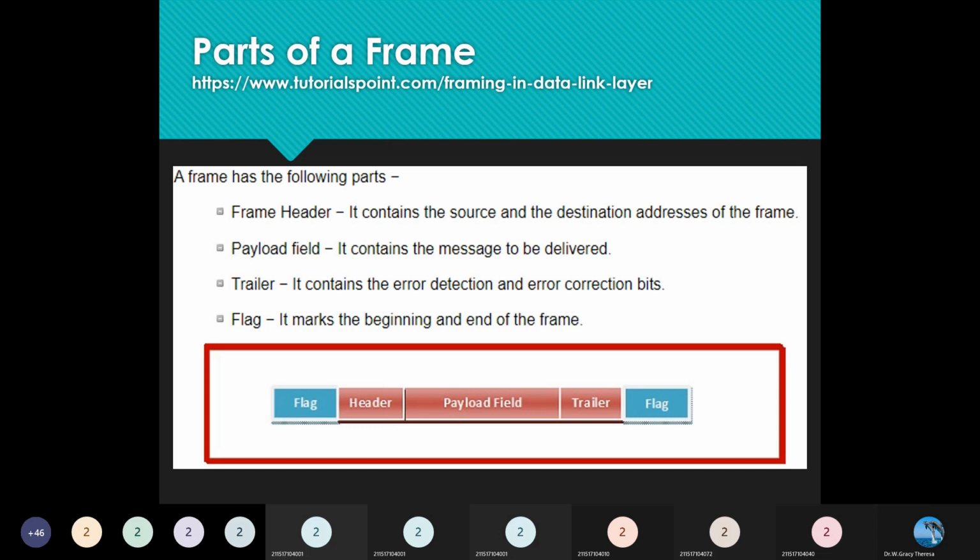So that is the parts. The frame has these following parts: frame header, payload, trailer. Along with these, we have flags to indicate the beginning and the end of the frame.